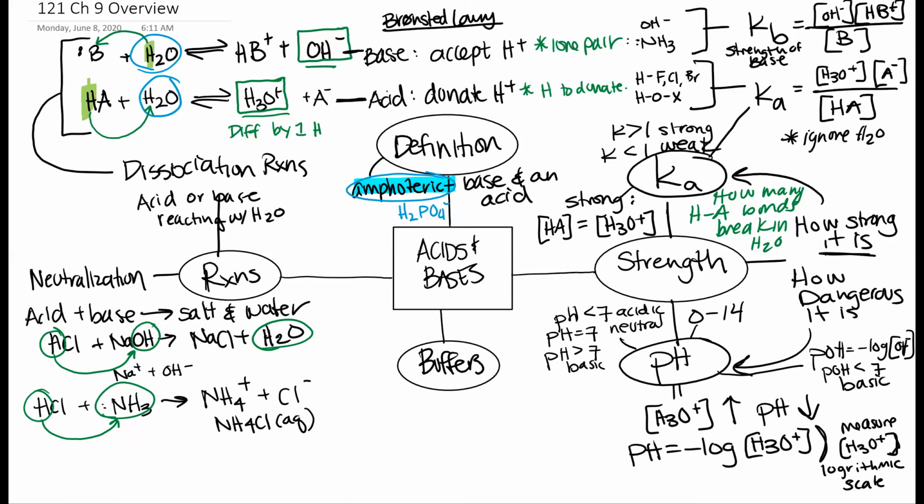And we can do that with a couple of equations that are based on water and the autoionization of water from it being amphoteric. And so one is that Kw is equal to Ka times Kb.